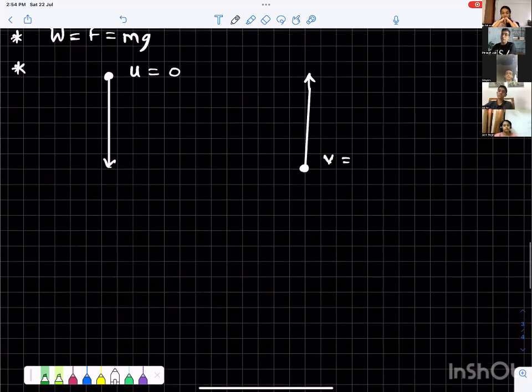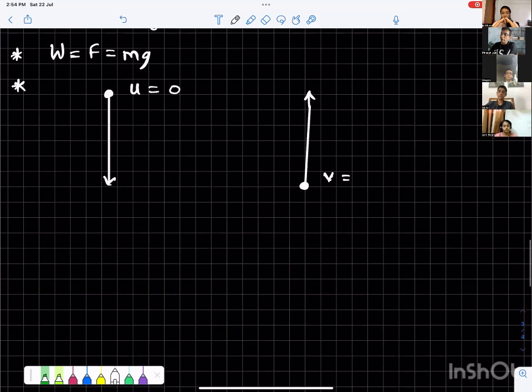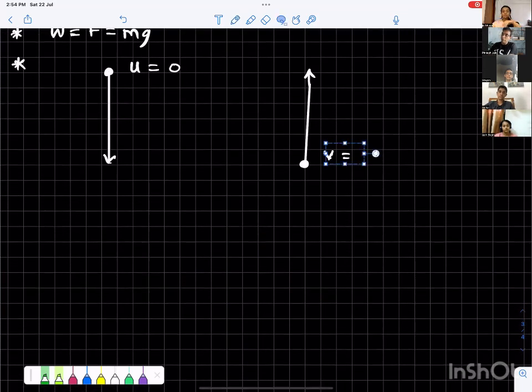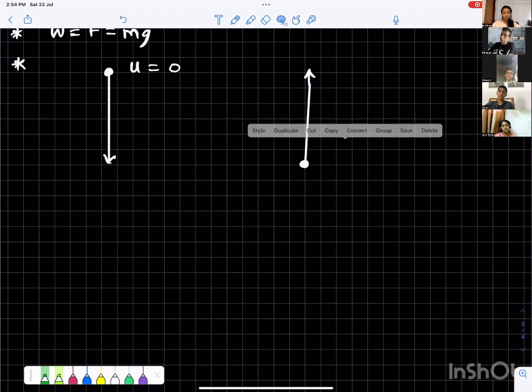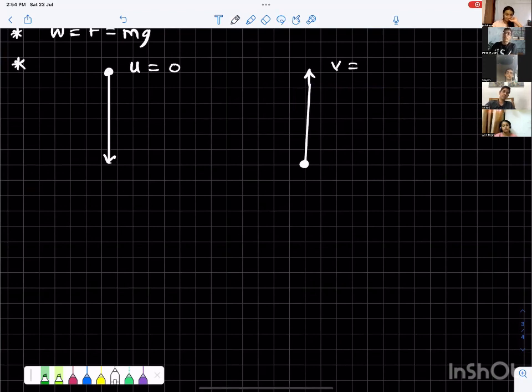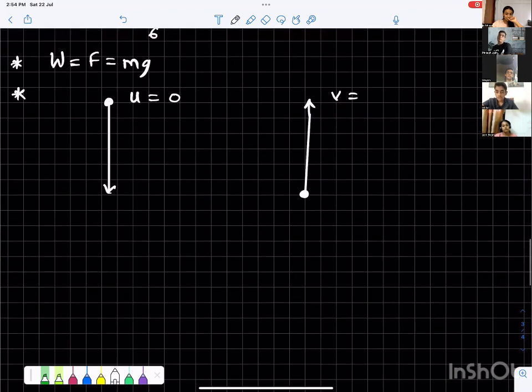Now, when you throw a body upwards, what is the final velocity of the body? At the highest point, what is the final velocity? 0, correct. Because if it is not 0, that body will never stop. It will keep going up. Okay. Clear, everyone?